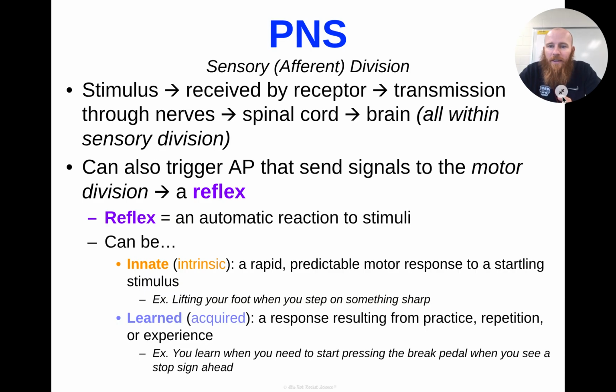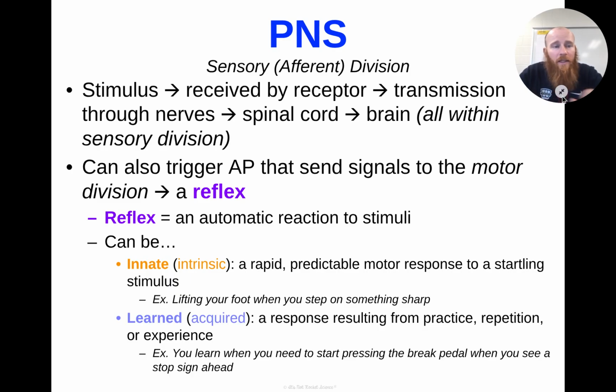So we have this pathway of taking in information and then delivering some sort of response, and we should have that pretty well down at this point. We start with a stimulus. It's received by a certain receptor based off of what type of stimulus it is, whether touch, light, or chemical signals. We transmit that through our peripheral nervous system to the spinal cord and possibly also the brain. This is all within the sensory division, all about relaying information from the environment to the central nervous system. So it's still the sensation aspect of it.